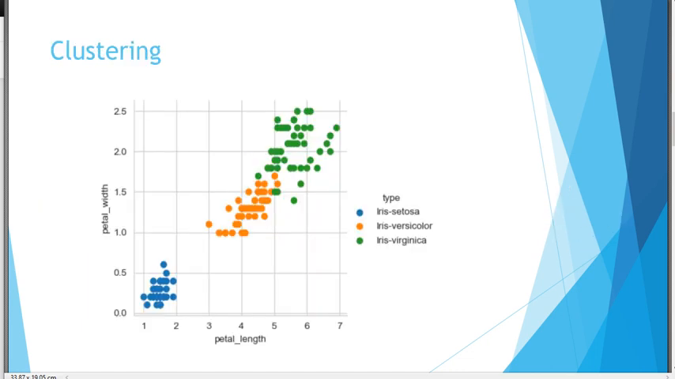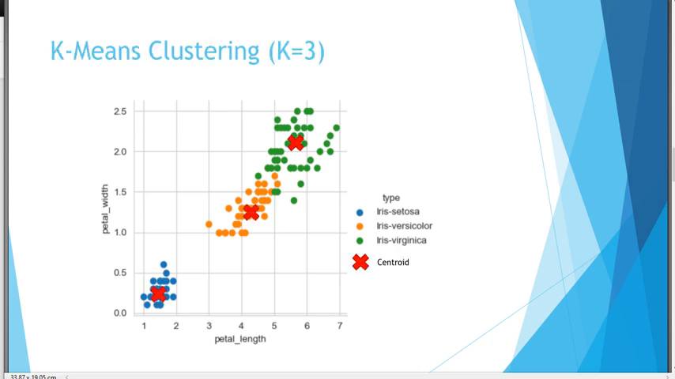Today we are going to use the iris dataset and therefore we apply the cluster. We have on the x-axis the petal length and on the y-axis the petal width. We have three types of flowers, let's say, depending on these two features. And we are going to use k-means clustering with k equals 3, so it means 3 groups. And there you can see the centroids which represent kind of the center of these groups.